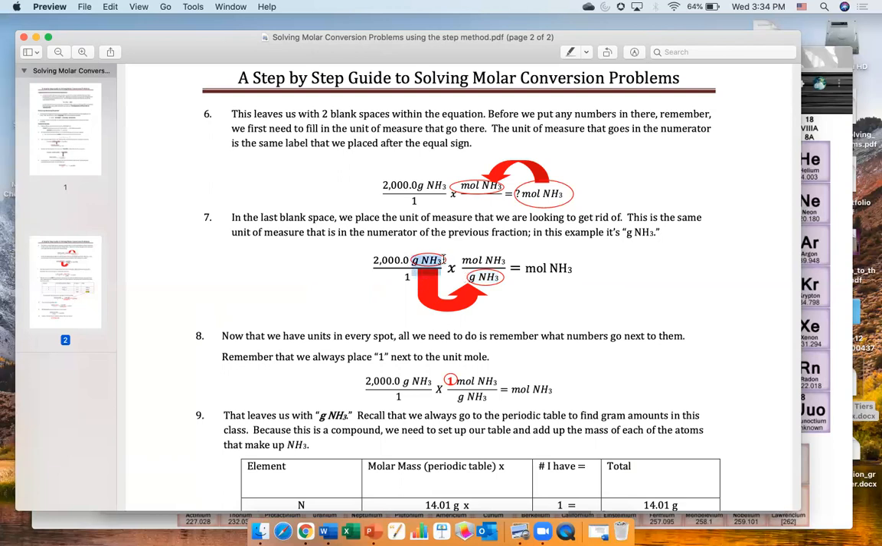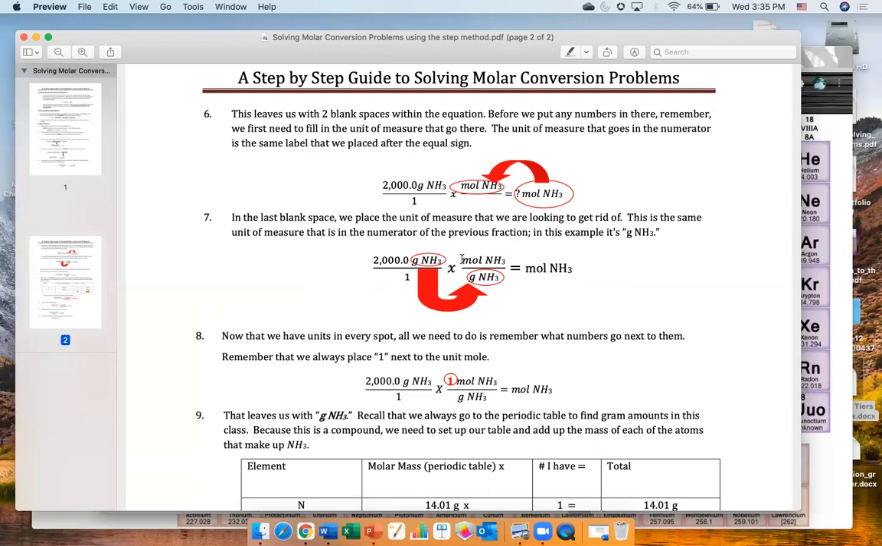So whatever we put here, we always flip down here. So again, if you don't put anything here, you'll have no idea what to put down here. Now look what we've got. We've got an entire equation filled in, all simply by following these steps, one step at a time.